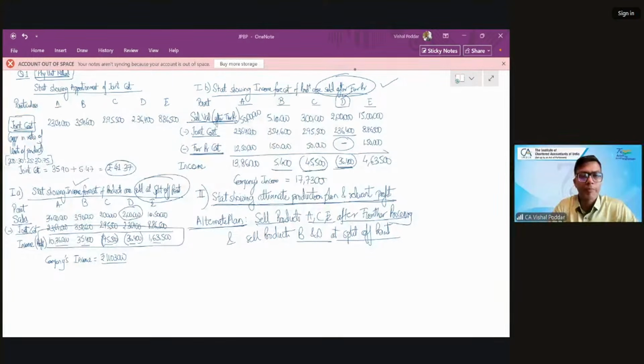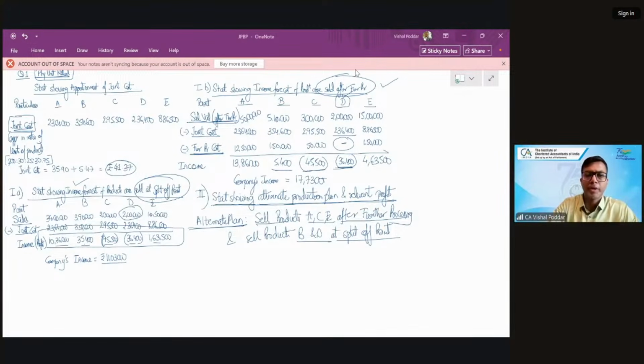Yes, Ashlesha. So simply what we are doing, we are comparing profits. Profits both. Very good, Shamli. One is the split off profit, one is the further processing profit. So wherever my profit is higher, that option I am selecting, or where the loss is less, that option I am selecting. Correct?